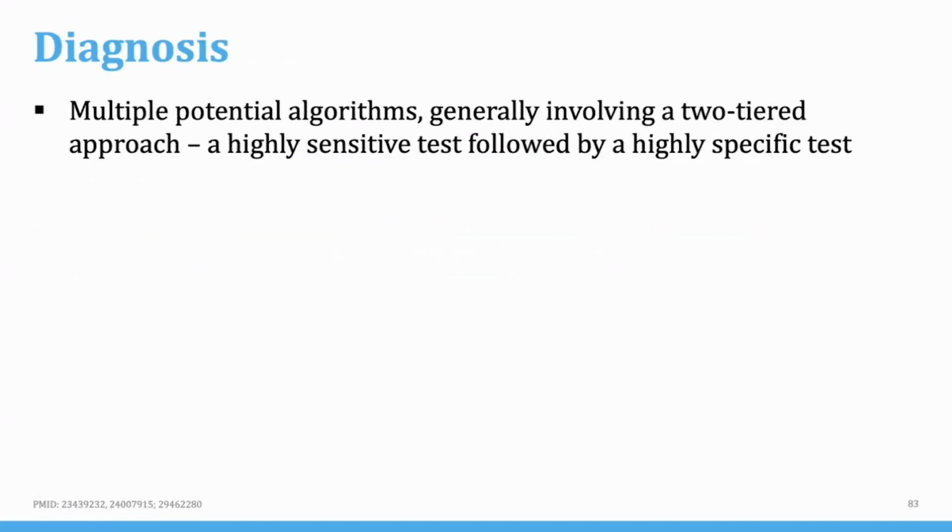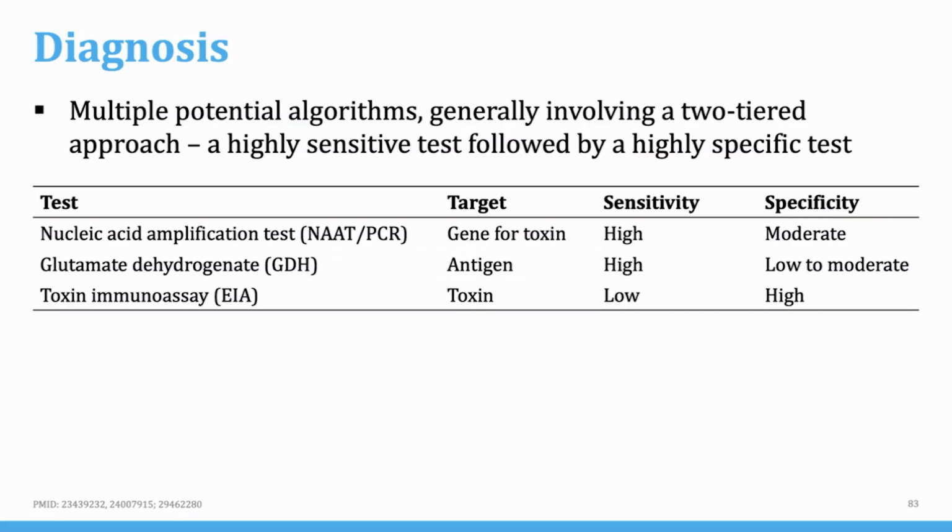The diagnosis of C. diff generally involves an algorithm. There are different ones in different labs, but it generally involves a two-tiered approach with a highly sensitive test followed by a highly specific test. These are the most commonly available tests for C. diff at this point. You have a nucleic acid amplification test, or a NAT, which is a PCR test targeting the gene for the toxin produced by C. diff. You also have a glutamate dehydrogenase test, which is targeting an antigen specific to C. diff. And then you have a toxin immunoassay, or EIA, targeting the toxin produced by C. diff. The first two tests are the sensitive ones. The toxin EIA is the specific test.